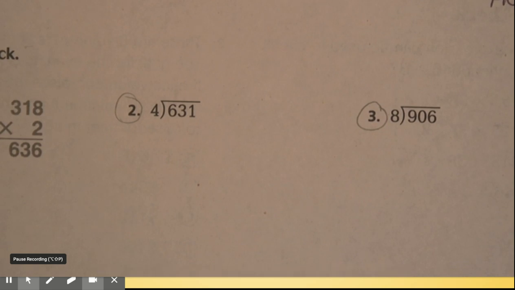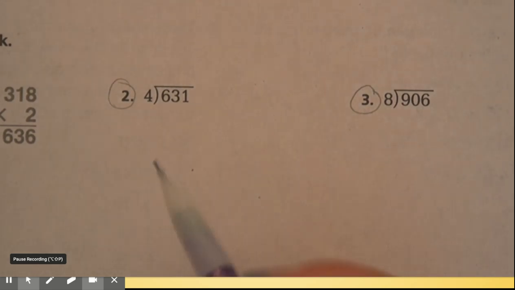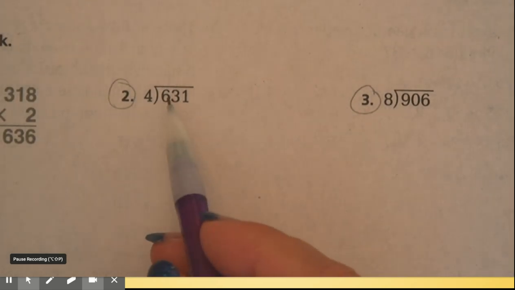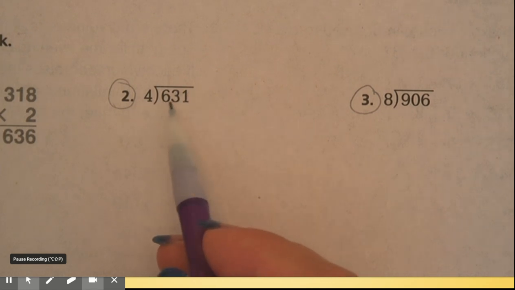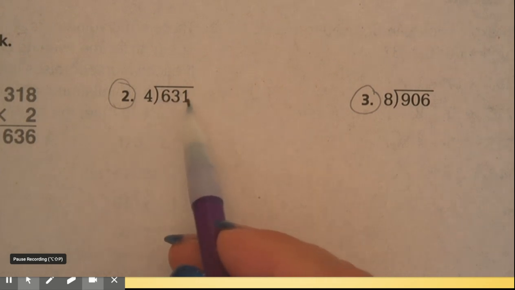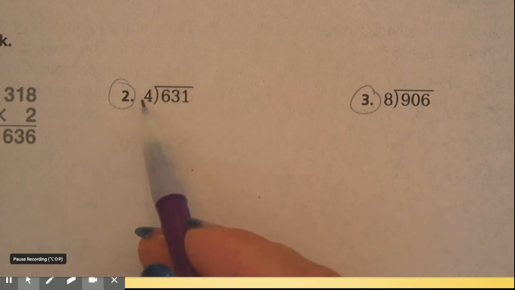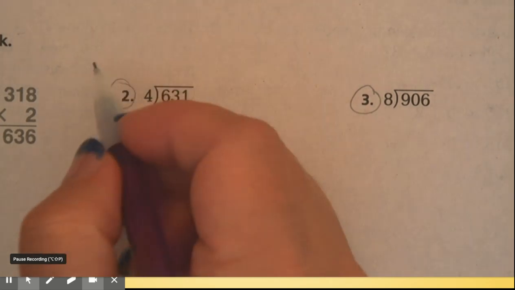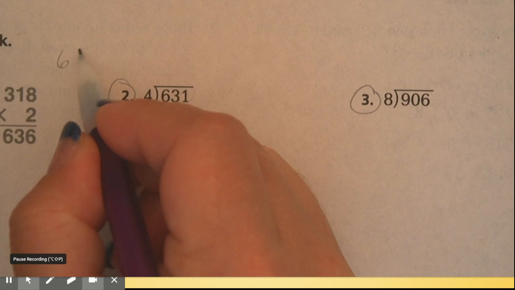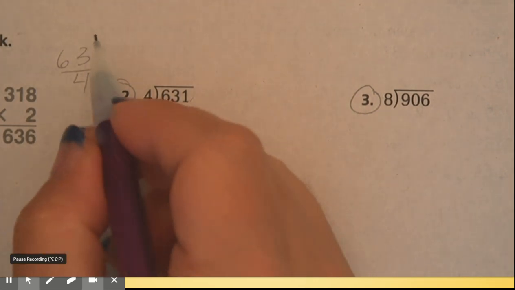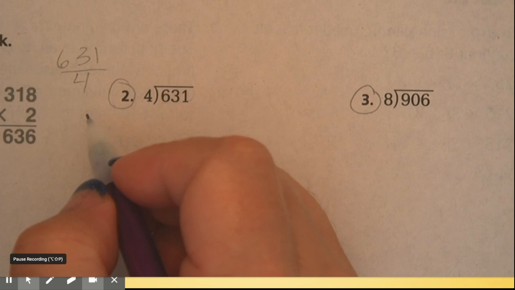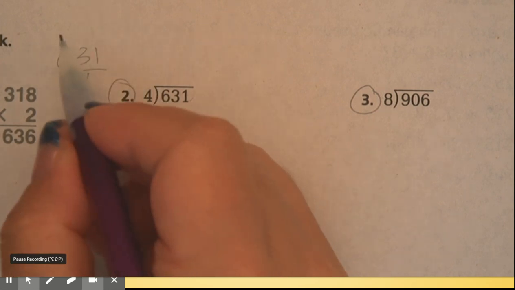All right. So you have 4 as the divisor, and the dividend is 631. How you read this is you read the big number first: 631 divided by 4. And if you were to set it up in fraction form, it would be 631 divided by 4. And how you type it in a calculator is the same way.